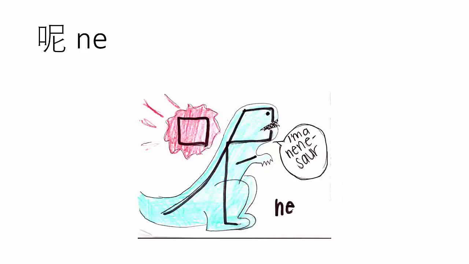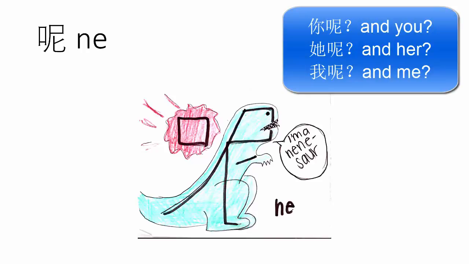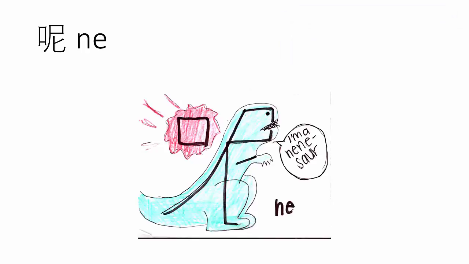The final character you need to be able to write for this lesson is 呢. We've seen this in 你呢 and you. It can also mean and her, 她呢, and me, 我呢. The way I remember it is the nunosaur. It looks like a dinosaur with its useless little arms and its long tail and a comet that's coming to blow it out of existence.